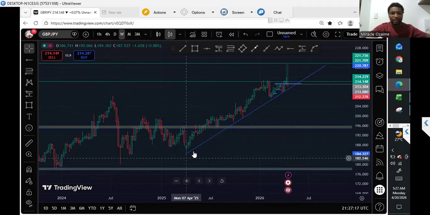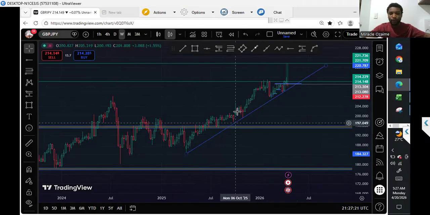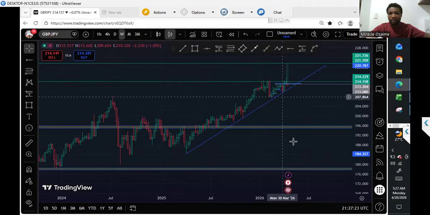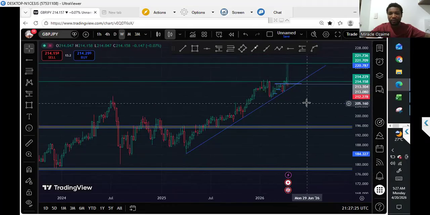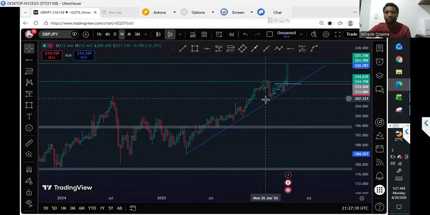I think I did realize that it's the third touch of the trend line, but I neglected it. So the first touch, second touch, and this is the third touch of the trend line. For me, as of the moment, the market is still looking bullish. But we are not going to ignore the fact that this is also a major resistance level around this area that dropped the market downward.